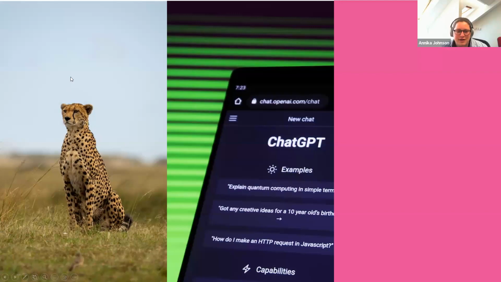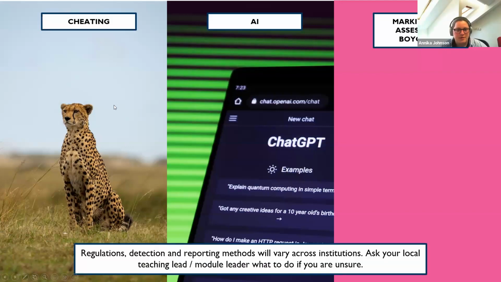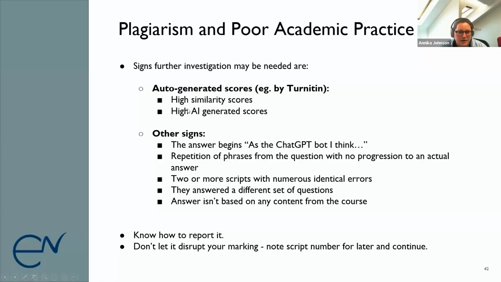If you suspect something is wrong with the answers, in the sense that it's not the student's own work, or you think there's been poor academic practice or plagiarism, that's a perennial problem that comes up every time. I'll come back to that in a sec. There are a number of ways you might detect this, and how you detect it will depend on the type of thing that you're looking at.